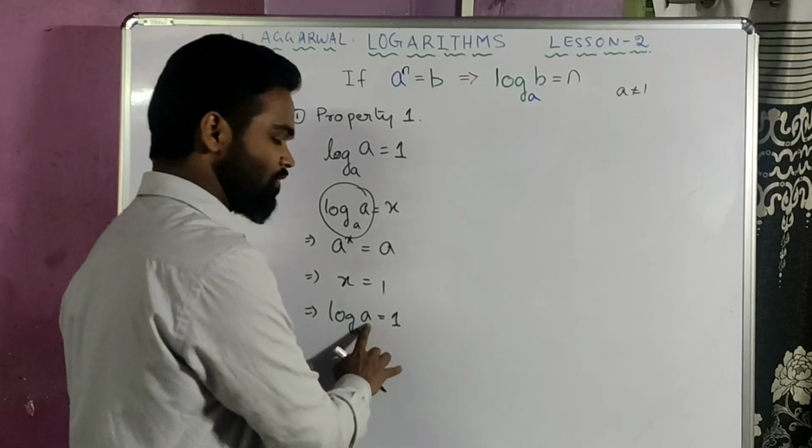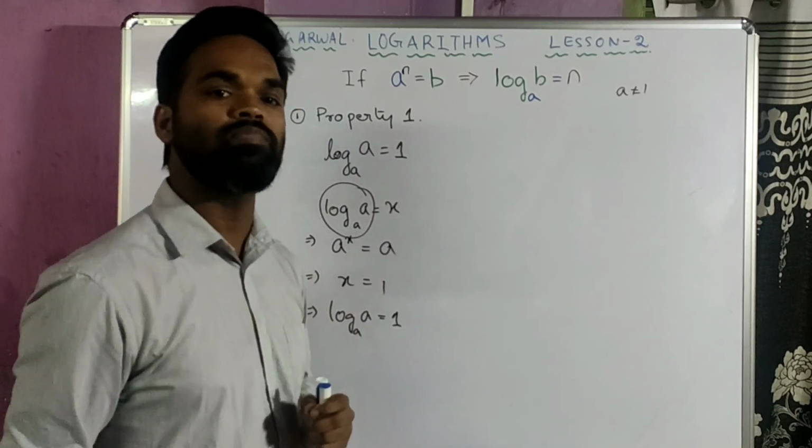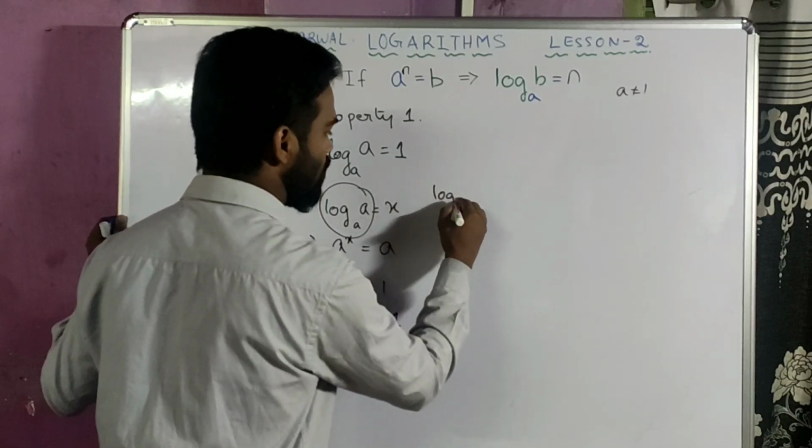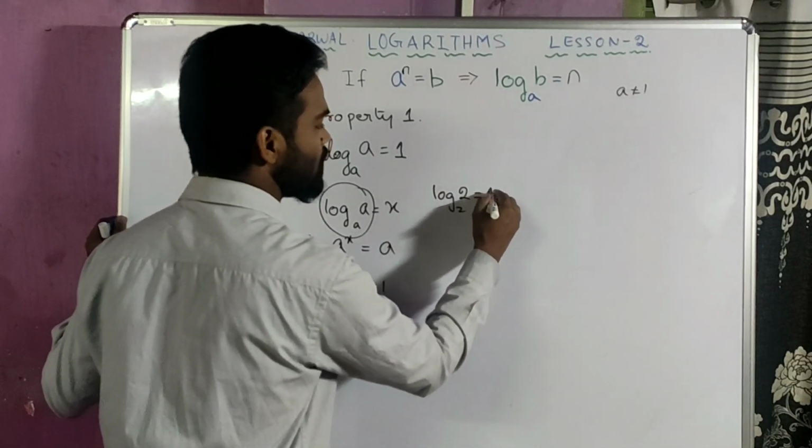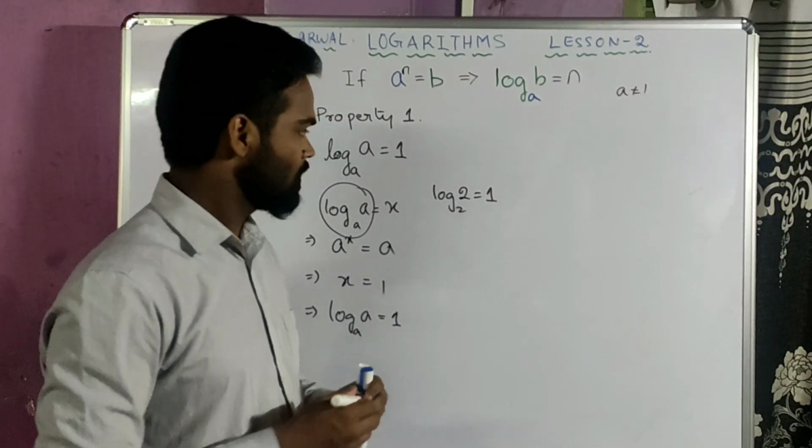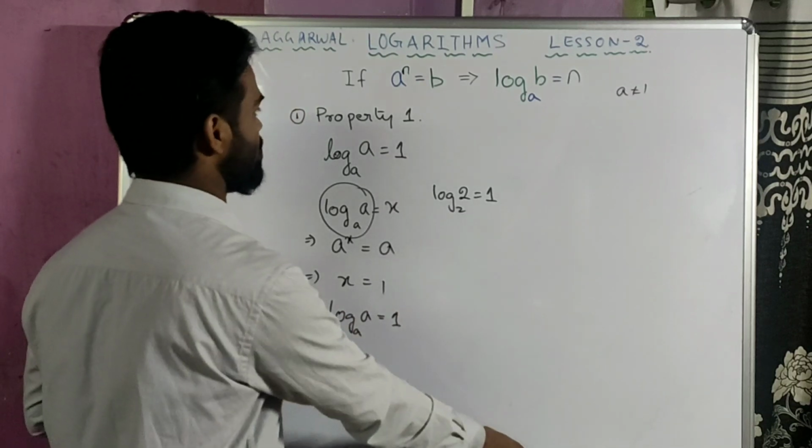If you're finding the log of a number with the same base, then it becomes 1. Log of 2 with the base 2 is 1. Clear? Let us look at the next property.